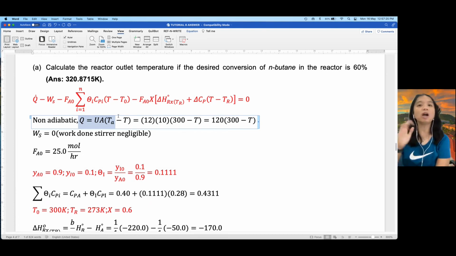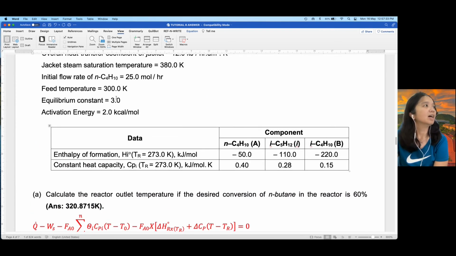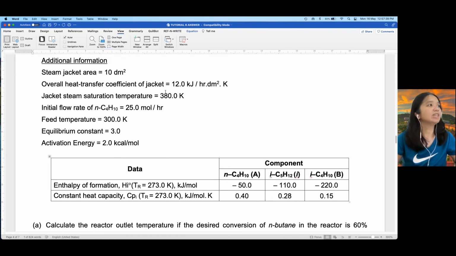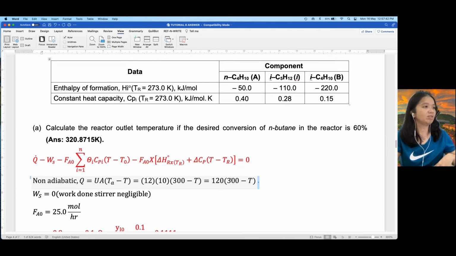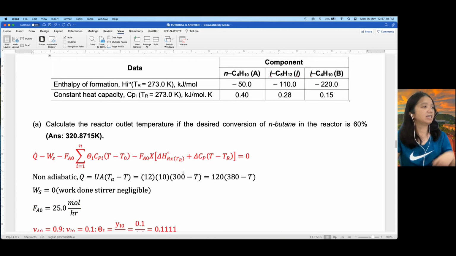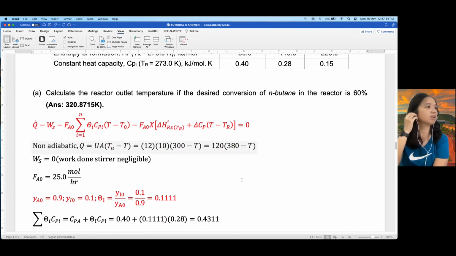I know U and A, 12 and 10. I know TA, the jacket steam saturation temperature, which is actually 380. So this is wrong, right? This one should be 380. All right, so jacket steam saturation temperature is 380. T, I don't know; I want to find T. There was a bit of an error, but I have already corrected it.